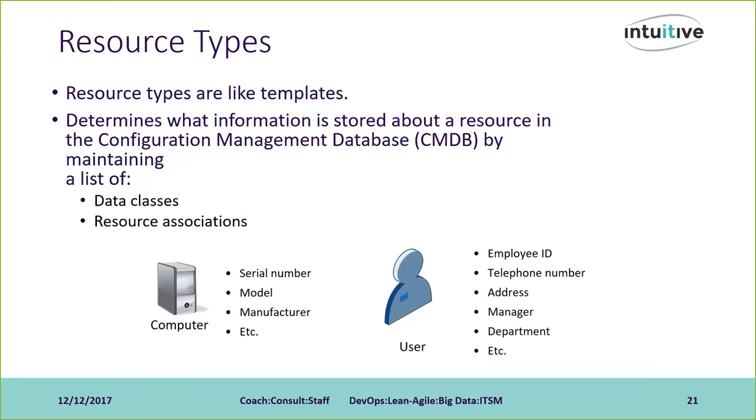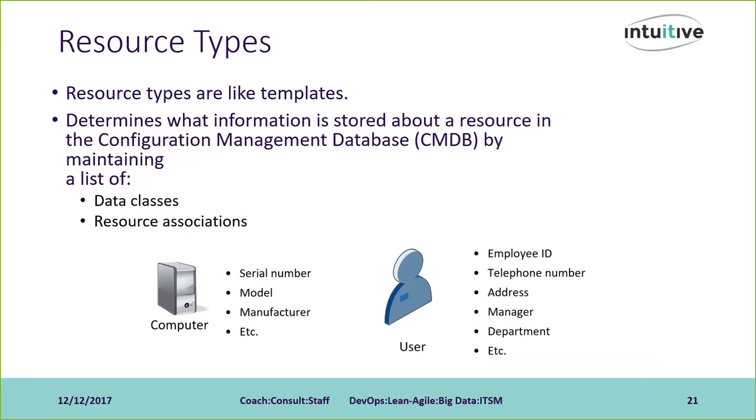But if a resource type is a user resource type, for example, then it wouldn't actually make sense to store things like serial number, model, or manufacturer. Instead, other information would be associated to it, such as full name, employee ID, telephone number, address, user's manager, user's department, those sorts of things.